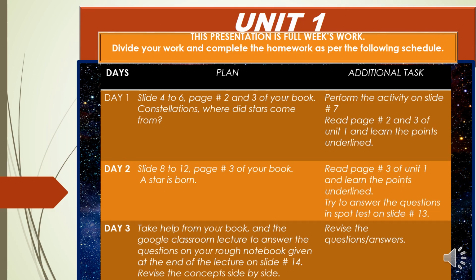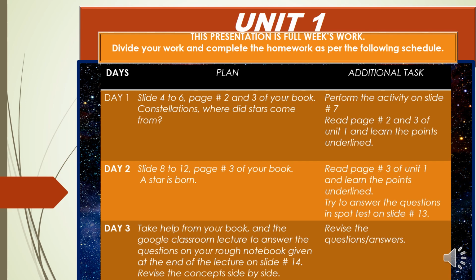On day 2 you can go through slide number 8, 9, 10, 11 and 12. It's all about formation of a star, which is a small little paragraph on page number 3 of your book. You will read this topic as your additional task, and you will learn the points which will be marked as important. You have to try to answer the questions in your spot test on slide number 13, so that you can check your understanding and your concepts.